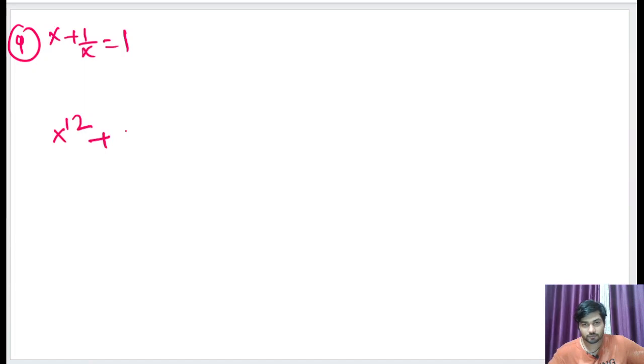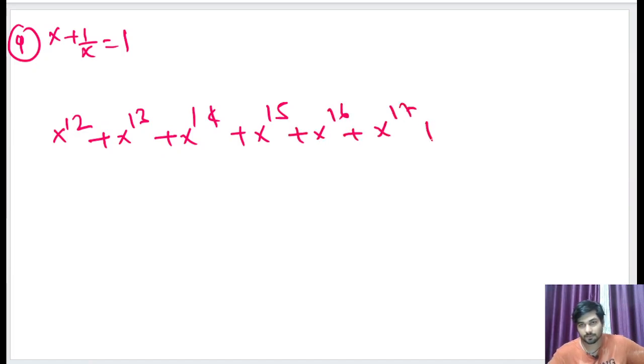So how will this be helpful for us? Let's understand a few things. If in a question it is given as x plus 1 upon x is equal to 1, right? And you are asked to find x to the power 12 plus x to the power 13 plus x to the power 14 plus x to the power 15 plus x to the power 16 plus x to the power 17 plus x to the power 18. If you are asked to find this, how will you do it?